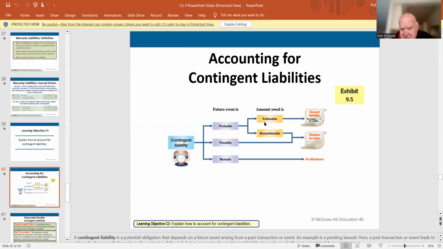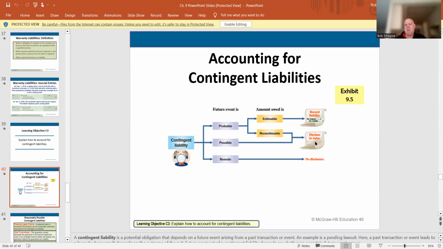If we can estimate how much the damage is going to be, we record that as an expense immediately, called contingency expense or something, and credit a payable. You must take the hit on your income statement as soon as you know that you're probably going to lose the lawsuit and you can estimate the amount. But if you can't estimate the amount, you have no idea what the damages might be, then you are not going to record the liability.